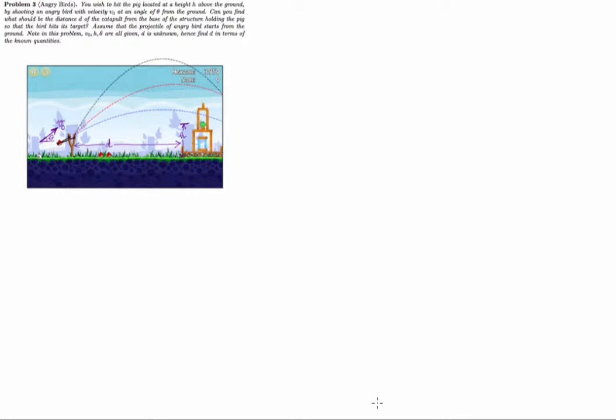Problem 3. This is on the game Angry Birds, quite popular with the younger and the older generation. What we are given is the height at which the pig is located, the velocity of the angry bird, and the angle theta which the direction of motion makes with the ground. What we have to find is d, the distance between the catapult and the structure holding the pig.